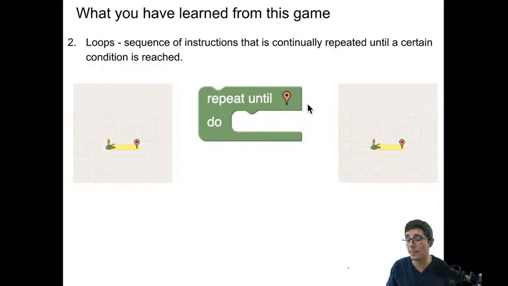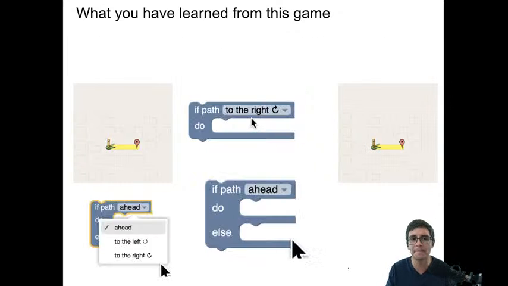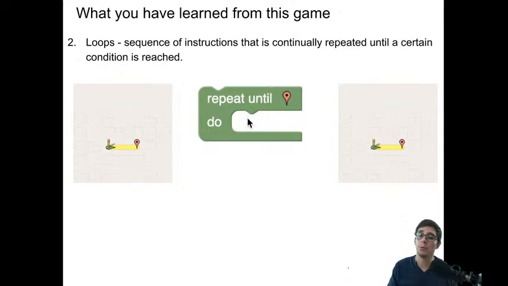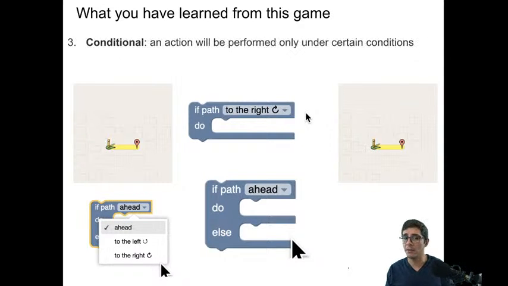We also learned about loops, right? Loops are sequences of instructions that get repeated until a condition is reached. And we use the repeat until loop to get our character to the end in fewer blocks. And we do that in coding too. We try to use fewer lines of code if we can, because that'll make our programs run more efficiently by using loops. Then we also learned about this tough word called conditionals.